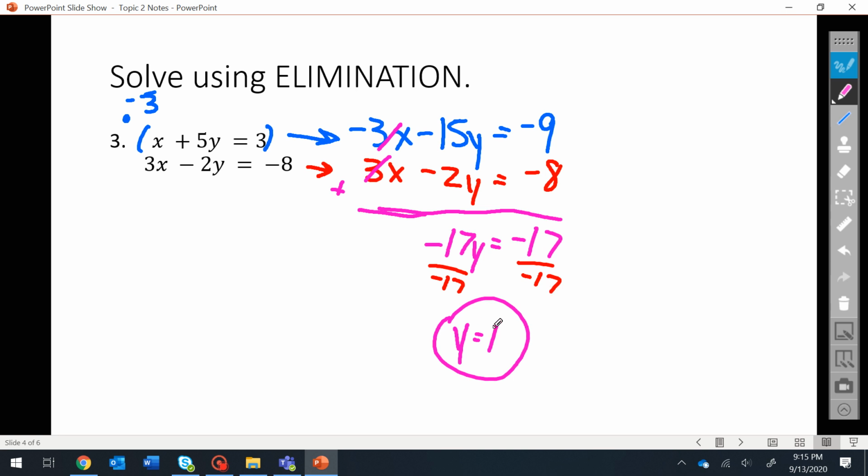So that's only half the battle. I know what the y-coordinate is, but I still need the x-coordinate. So I'm going to plug this y-coordinate, substitute it, into the first equation.